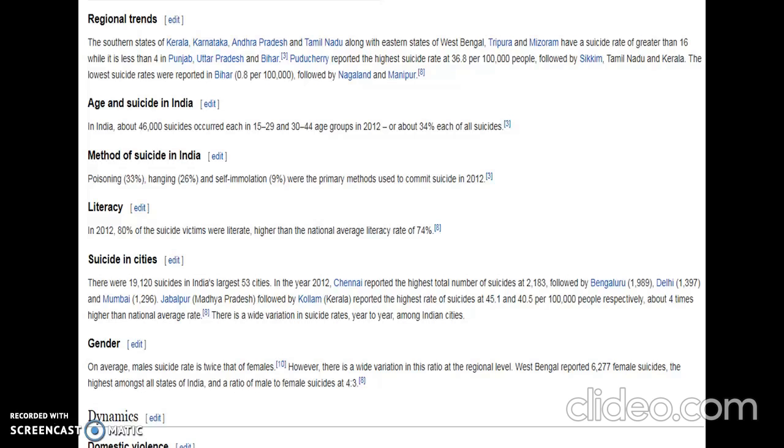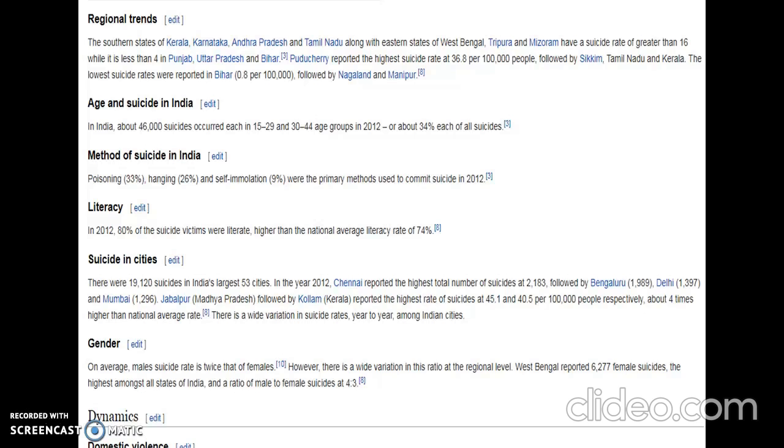Coming to the regional trends, we came to know that the suicidal rates are very high. We can observe this in many states like Sikkim, Tamil Nadu and Kerala, where it is 36.8%. Then coming to the age of those who underwent suicide, in India about 46,000 suicides occur each year. The age range is 15 to 29 and 30 to 44 age groups. The data recorded in 2012 show about 34% each of all suicides are in these age categories.